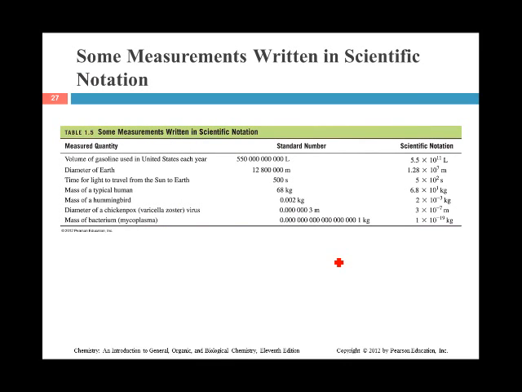Some more examples. Let's say the volume of gasoline that Americans use in a year. Instead of saying 550 trillion liters, we can say 5.5 times 10 to the 11th. Instead of saying for bacteria being 0.00000000 and so on and so forth to 1 kilogram, we can just say 1 × 10⁻¹⁹. The zeros get cumbersome. That's why we use scientific notation.